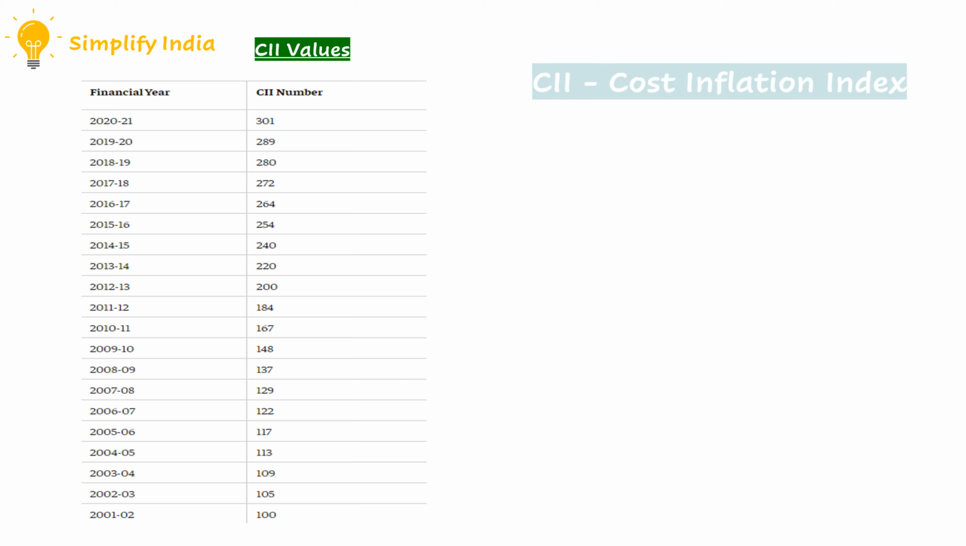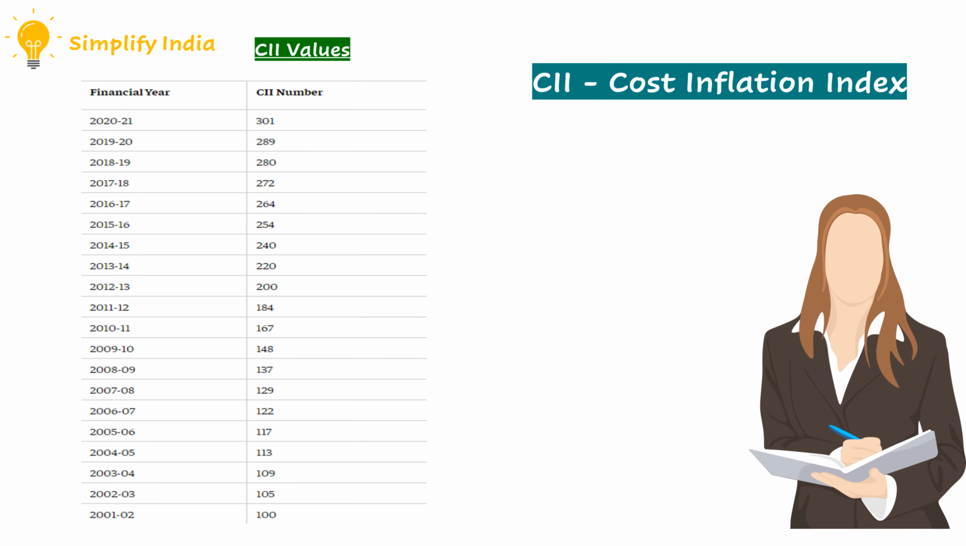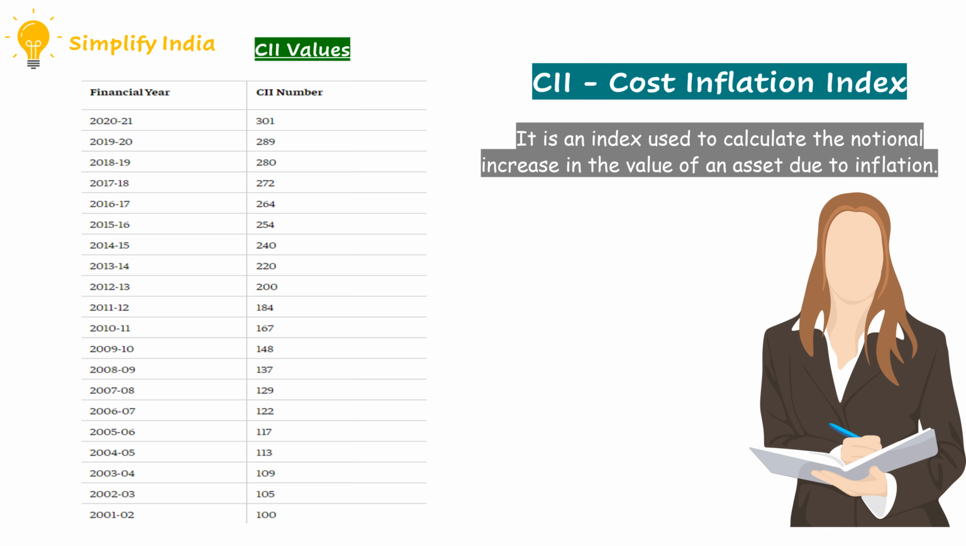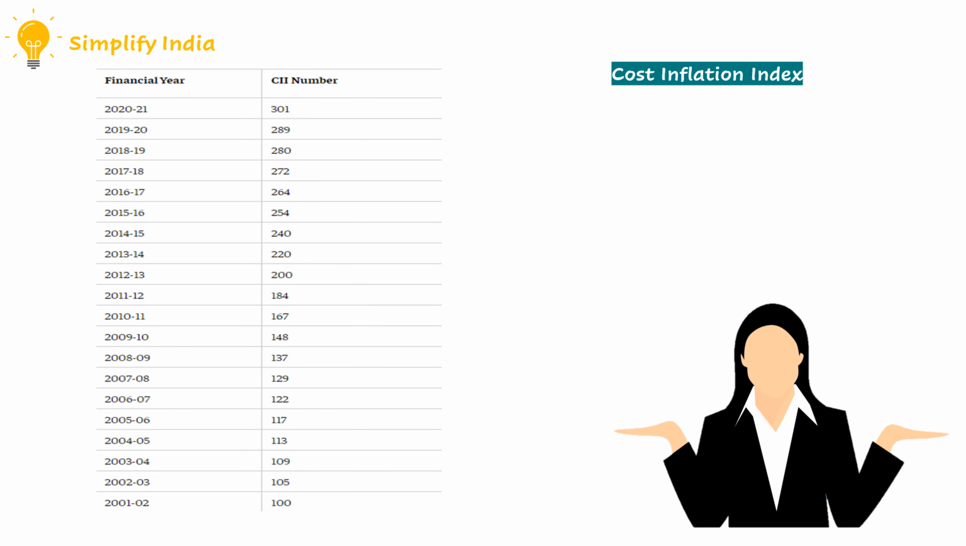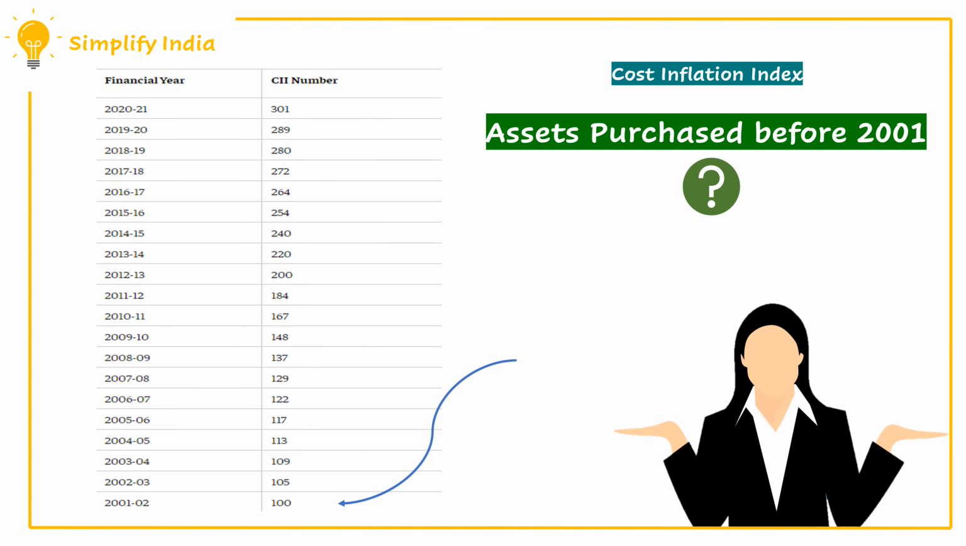Now, let us learn what the CII values are which we use in the calculation of index cost of improvement and the index cost of acquisition. CII is an index used to calculate the notional increase in the value of an asset due to inflation. Here, we have listed different CII values for the respective years which we have to utilize in the calculation of capital gains. Now, you might wonder what we have to consider as the CII values for the assets which have been purchased before 2001.